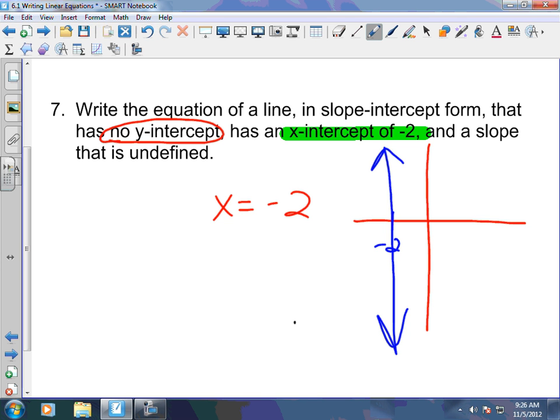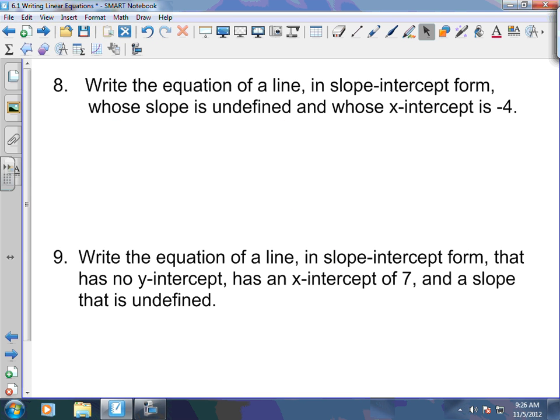This is where memorization comes in. You look at this right now and you go, oh, that's easy. But you don't memorize. If you see x-intercept, you just write x equals negative 2. Again, I see x-intercept. So all I write is x equals negative 4.